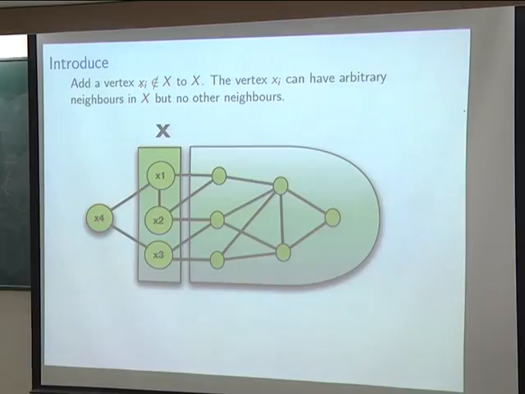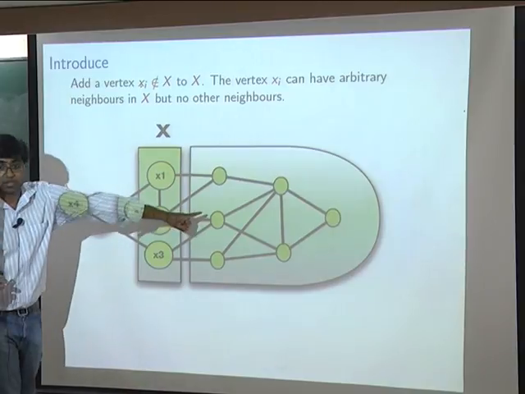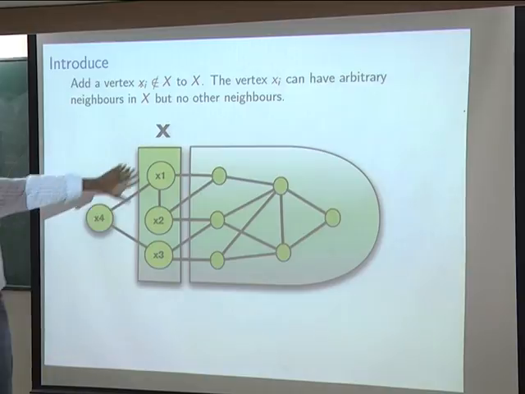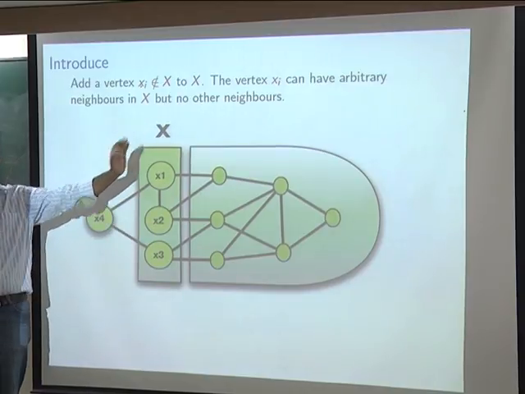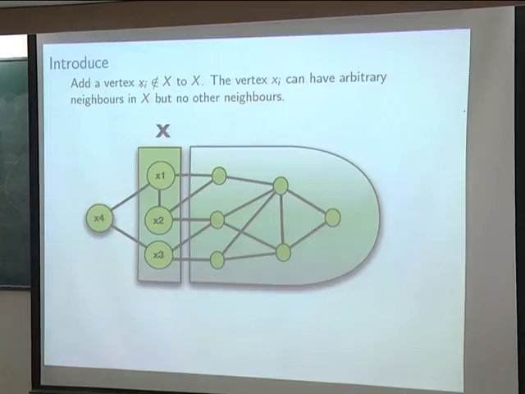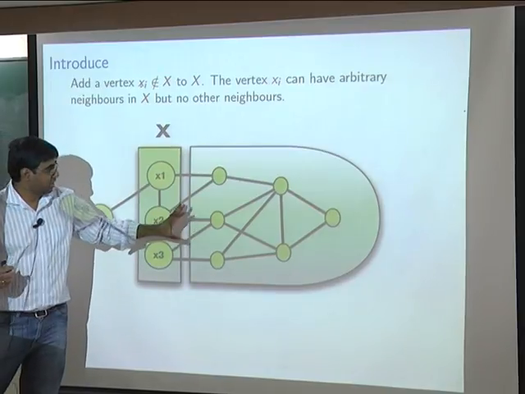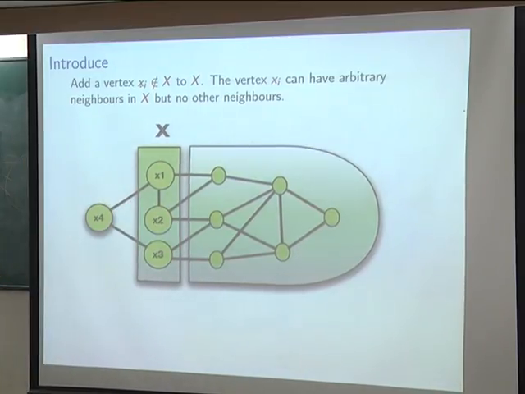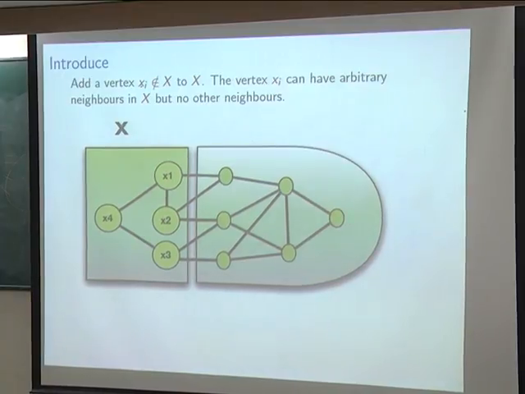The allowed operations. What you can do to this graph: you can add a vertex xi not in X to X. The vertex xi can have arbitrary neighbors in X, but no neighbors here. So you are allowed to introduce a new vertex, but this vertex can only have edges to these special vertices. This operation is called introducing a vertex. But no other neighbor. So this vertex cannot have neighbors anywhere else. For example, we have introduced x4 here. x4 came, it added edges to this.